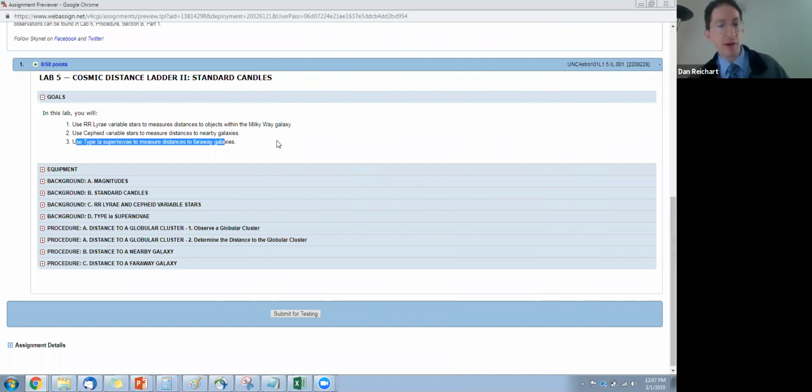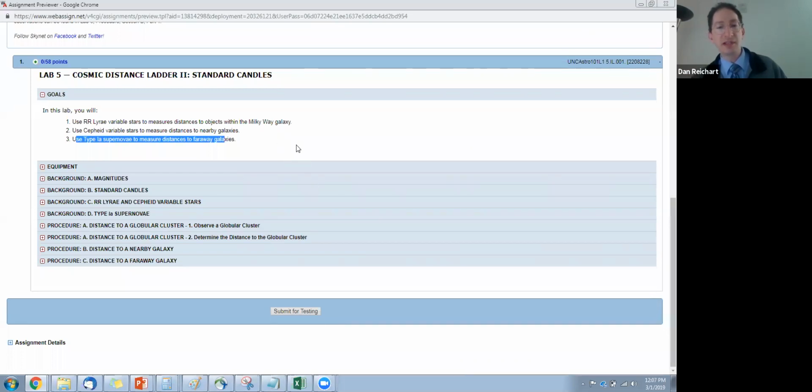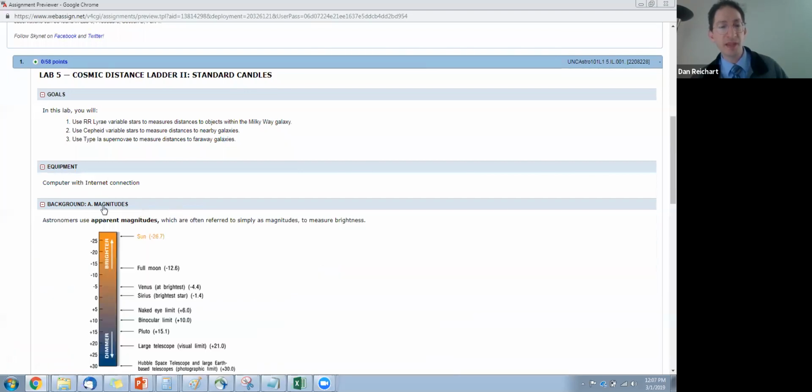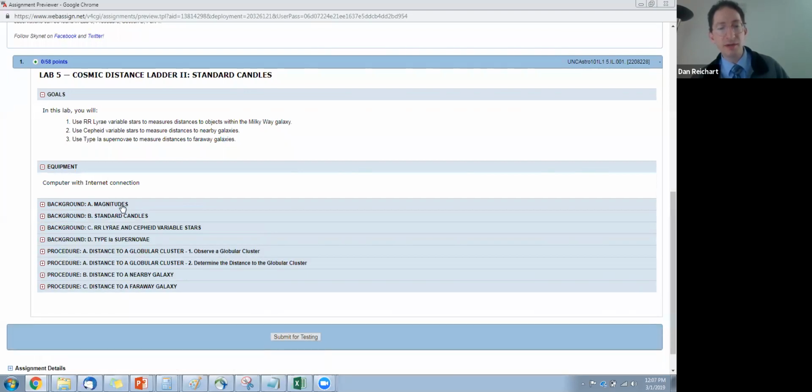But we have some background information, and this lab has a little bit more than the others because it is setting up other labs as well. So let me go through that kind of quickly. Again, the equipment is just the computer. So there are background sections on what a magnitude is, what standard candles are, and then on these types of standard candles, the variable stars and the supernovae.